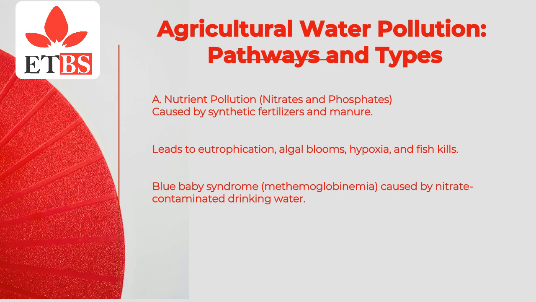B. Pesticide and herbicide pollution. Runoff and leaching of agrochemicals contaminate rivers, lakes, and groundwater. Persistence and bioaccumulation in aquatic organisms. Atrazine, glyphosate, and chlorpyrifos are commonly found in surface water.